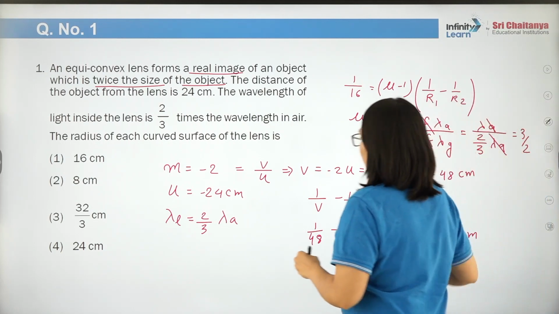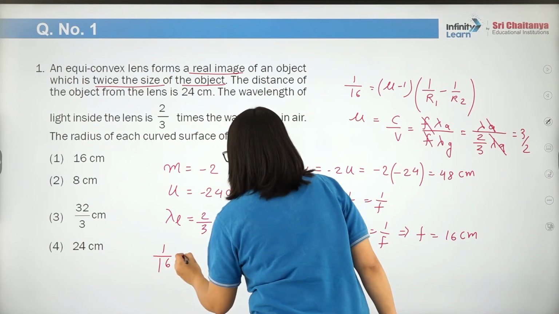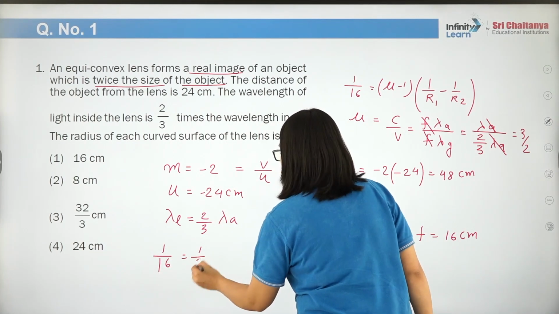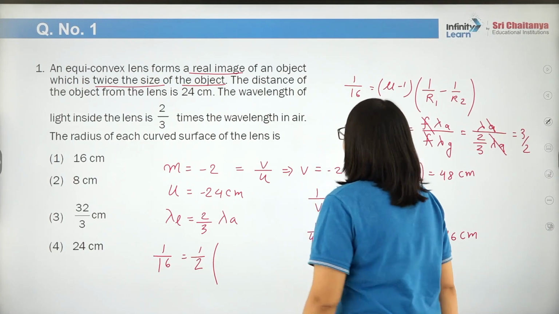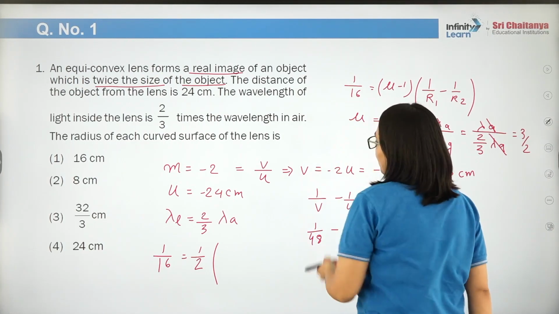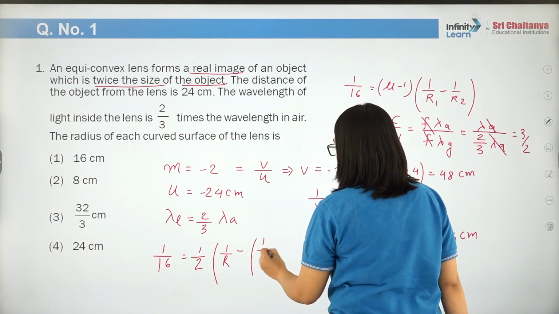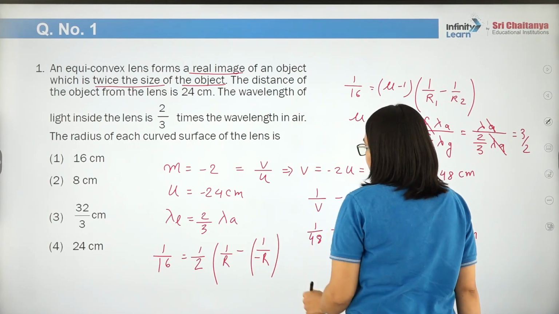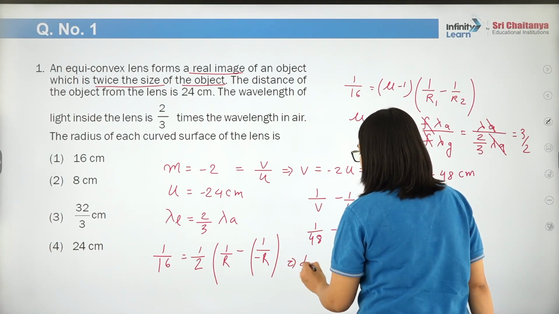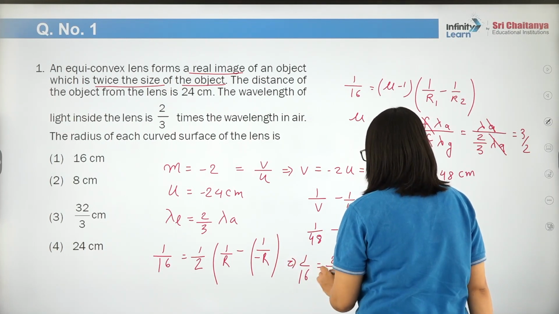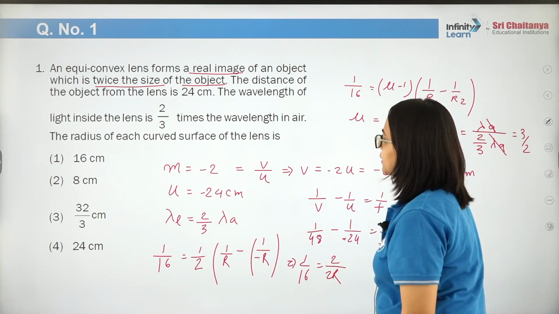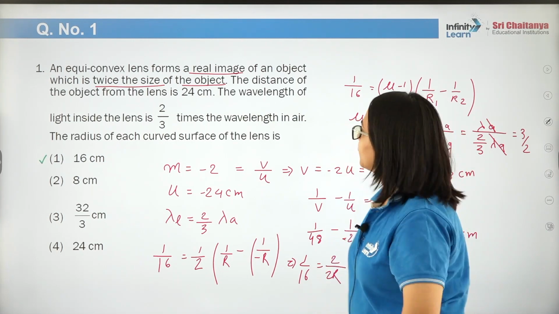So let's put this value here. So it is 1 upon 16 is equal to 3 by 2 minus 1, which is 1 by 2, into 1 upon R1. So this is an equiconvex lens, so R1 will be positive. So 1 upon R minus 1 upon minus R, right? So this will be 1 upon 16 is equal to 2 upon 2R. So R will be 16 centimeter, which is option 1.